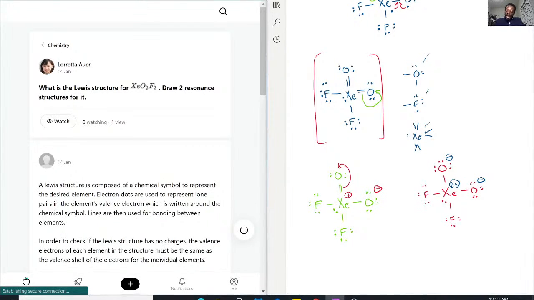Okay? And that would be another possible resonance structure right here. And any of these could happen. Another resonance structure could be that xenon instead gave it to the oxygen on the top first, for example. But these are just some ideas of resonance structures for it.